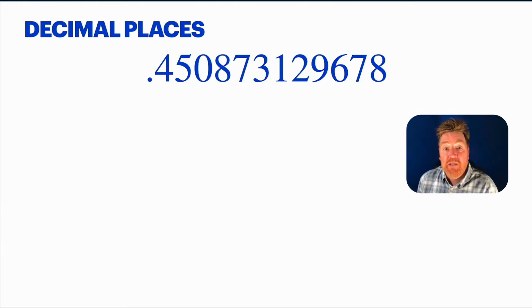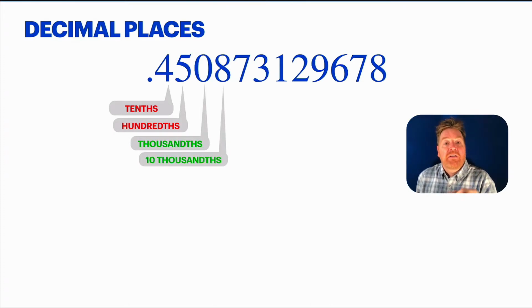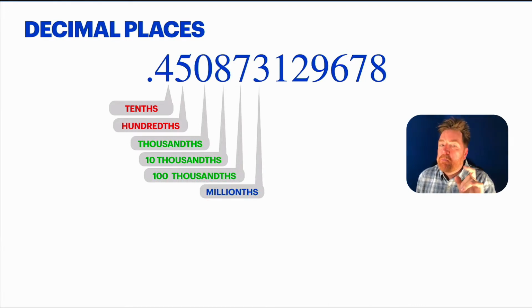The first decimal place to the right of the decimal point is tenths. The next place over to the right is hundredths. The next place, which is currently occupied by a 0, is the thousandths. Then 10 thousandths, 100 thousandths, millionths. Now, I just want to point something out. Look at the green labeled ones: thousandths, 10 thousandths, 100 thousandths, and then millionths, this new name.